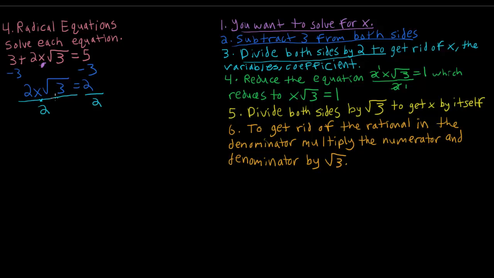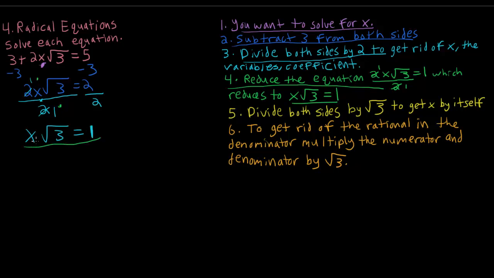2x root 3 over 2 equals 2 over 2. This reduces: 2 goes into 2 once, so dividing by 2 gets rid of these, and then we have x root 3, and 2 over 2 is just 1. Actually, I kind of did step 4 too, because I reduced the equation right here, and it just reduced down to this form.